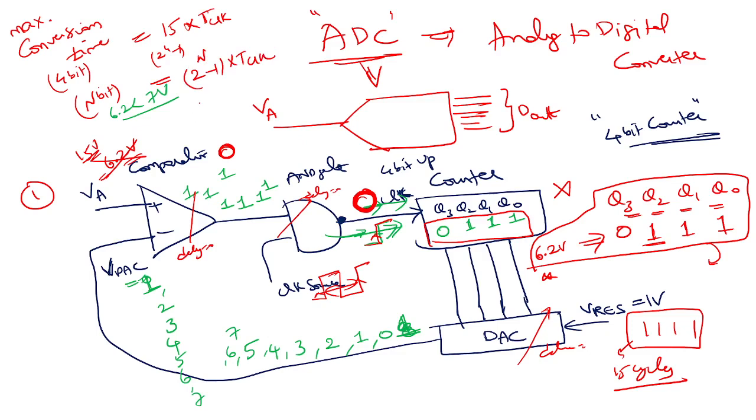Are you getting it? So it is in the order of 2 power n. If the number of bits are more, then the delay is more. Are you getting it?